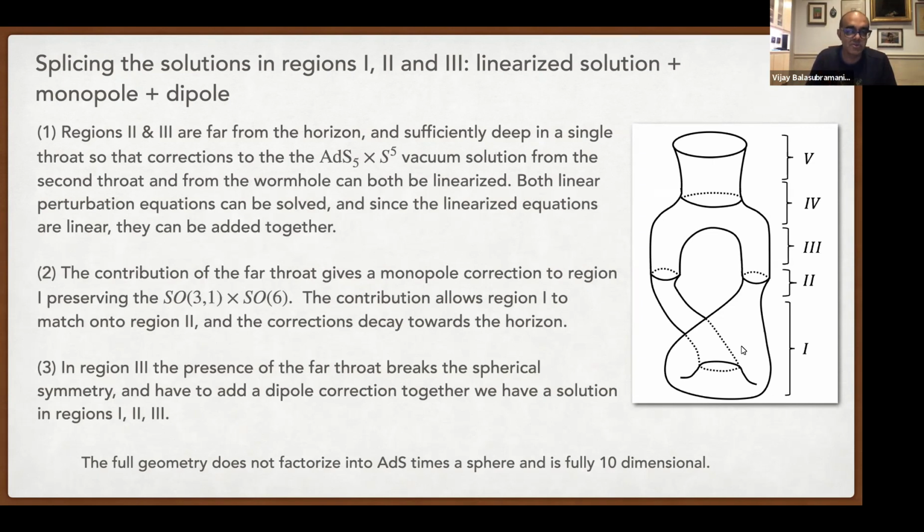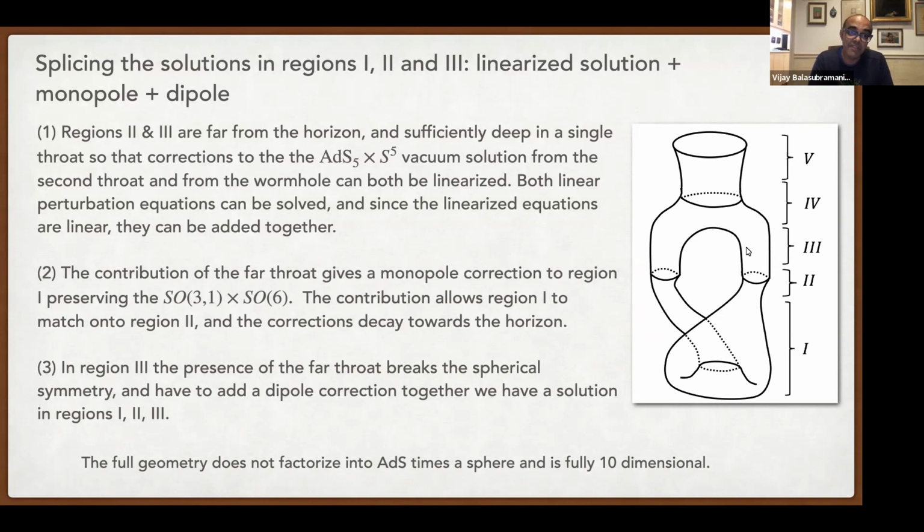The next thing you have to do is, well, that's not quite good enough to actually match all the fluxes and match everything together and get the solution. The next thing you have to recognize is that if you look at this region 1, then the presence of this other throat acts in the equations like a sort of monopole source, a source that preserves the symmetries. The SO6 times SO3 symmetry of the solution is preserved by the effects of whatever source over here is affecting the geometry here. Using that, you can solve the equations of motion and get a correction in this region that allows it to splice onto the regions 2 and 3, and this correction also decays away as you go towards the horizon.